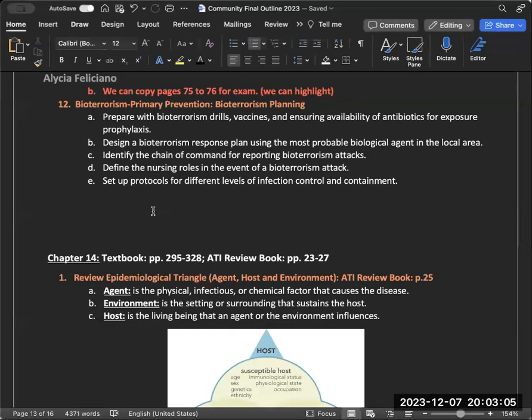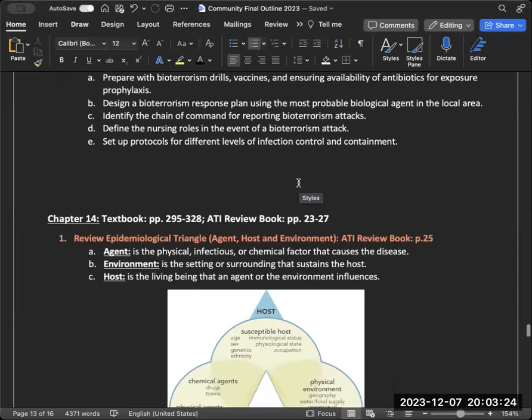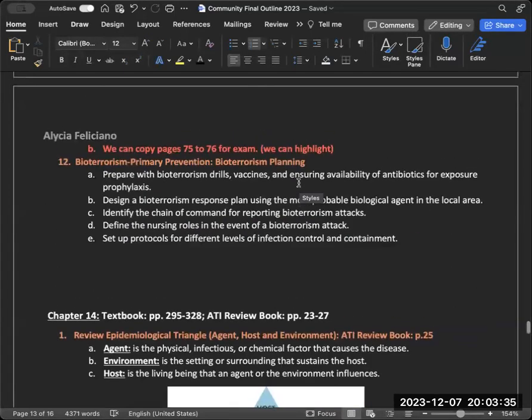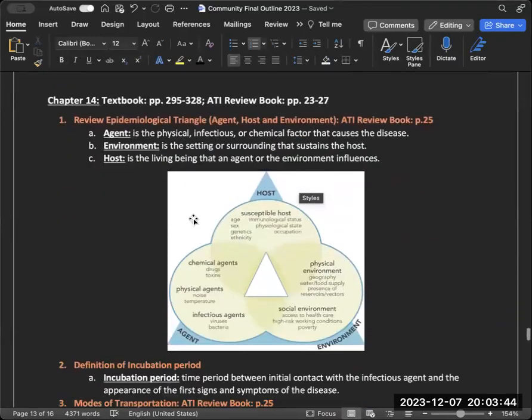So the primary prevention, I also wrote it down in here, just so I could read it over. The ATI said to prepare with bioterrorism drills, vaccines, and ensuring availability of antibiotics for exposure prophylaxis, design a bioterrorism response plan using the most probable biological agent in the local area, identify the chain of commands for reporting bioterrorism attacks, define the nurse's role in the event of a bioterrorism attack, and set up protocols for different levels of infection. Like I said, this is on page 76 in the printed sheets that we have, but I just wrote it out to have it.